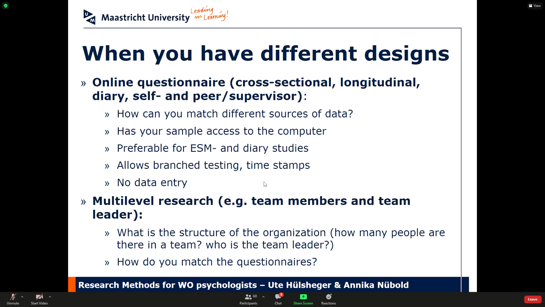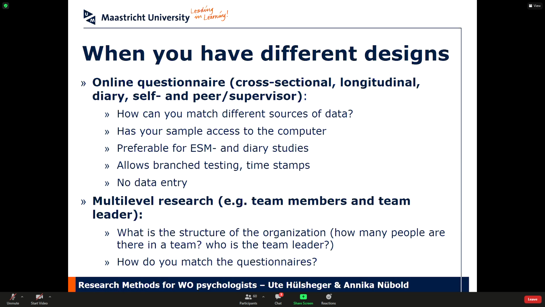You have to ask yourself a couple of questions. So how can you match different sources of data? I already said that before. You have to ask yourself, has your sample access to the computer? We already discussed that. Louisa thought that her population doesn't have access to the computer, so she decided for a paper and pencil survey. But I have to say, for ESM, experience sampling, and diary studies, an online form of data collection is, of course, preferable.